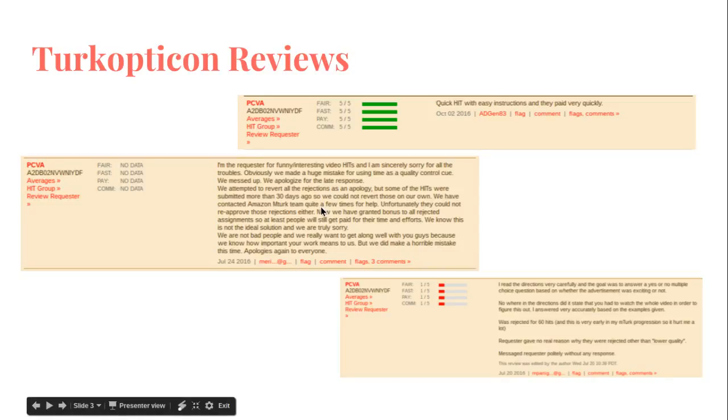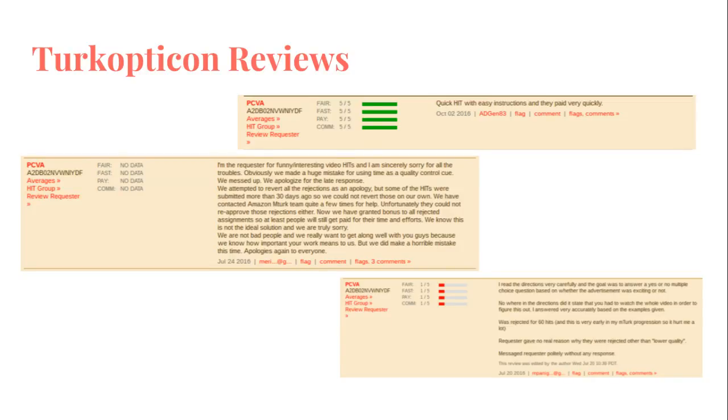They made a huge mistake and they were using time as a quality control cue. This is something I talked about in my webcast yesterday about rejections, that new requesters sometimes think that the amount of time somebody spends on a hit equals high or low quality, and that's just simply not the way it is. Some people read fast. Some people are just slower on the computer. Some people have slower internet connections. There are so many factors that could go into time on a hit that it's just not a good metric. And these requesters found that out the hard way.